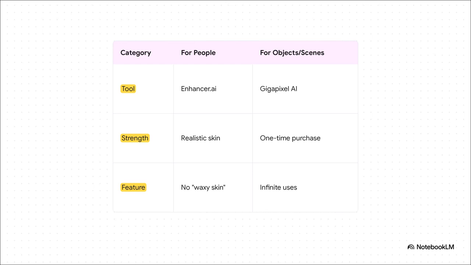Now, this slide shows you exactly why this multi-tool workflow is so powerful. You don't just use one upscaler for everything. For people, we're using Enhancer.ai. It is specifically trained to avoid that horrible waxy skin effect. But for objects or scenery, Gigapixel AI is a much better choice. It's a one-time purchase, you own the software, and you have total control. See? 2 different jobs, 2 different, and better, tools.